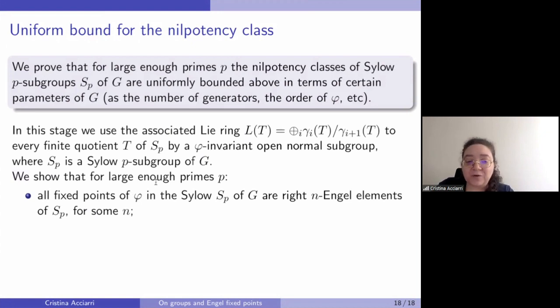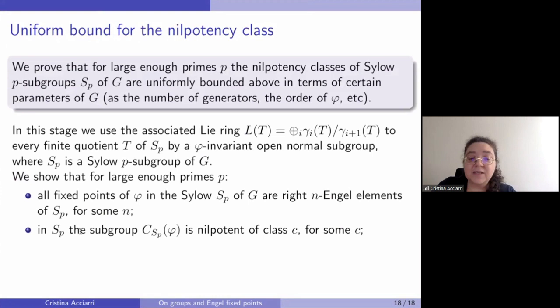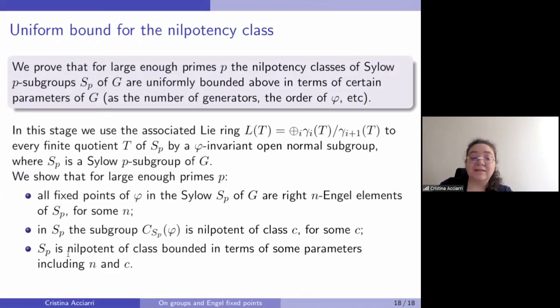Resuming very briefly, what we are going to prove for large enough primes P are the following things. All fixed points of phi in the Sylow subgroup are right n-angle elements for some n, so one parameter is going to appear here. Then the fixed point subgroup is nilpotent of some class, let's say C. And so finally, the Sylow subgroup is nilpotent of class bounded in terms of some of these parameters, n, C, and something else, as I already mentioned, for example the number of generators for the group G.